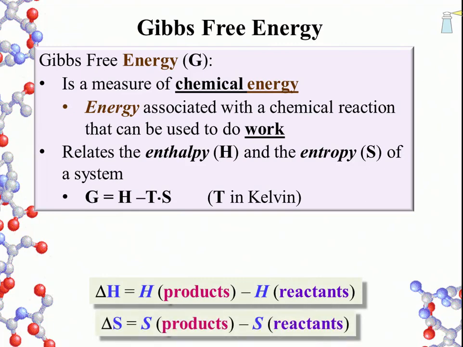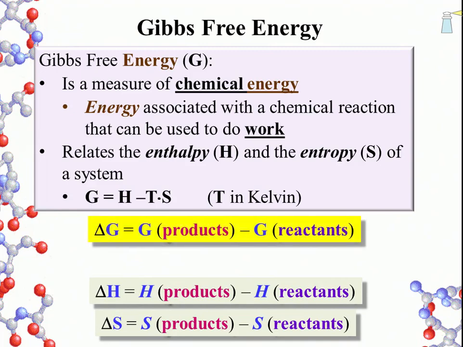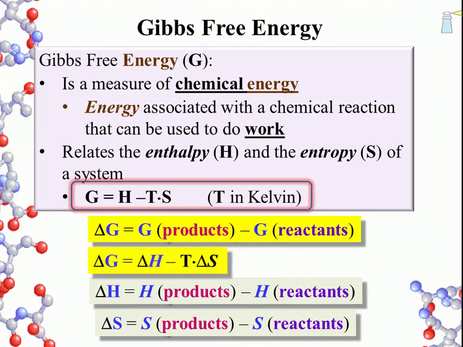Like with enthalpy and entropy, a change in state equation can be produced for Gibbs free energy. Delta G equals the free energy of the products minus the free energy of the reactants. These three delta equations can be combined along with G equals H minus T times S to form another delta equation. Delta G equals delta H minus T delta S.